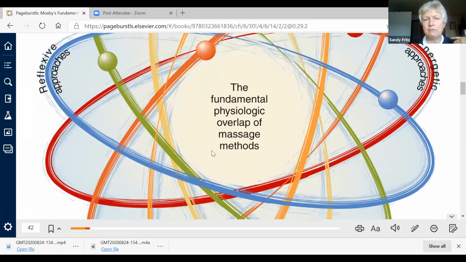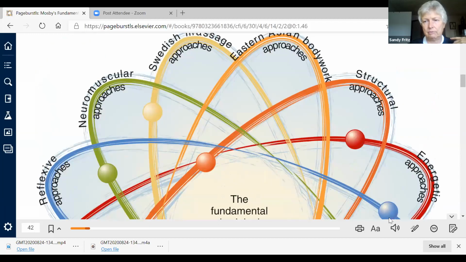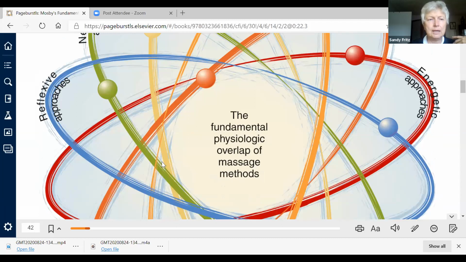So here's what I focus on. Now, I've learned this stuff. I've taken a lot of continuing education, and I encourage you to do that. But I always come back to this. Where are we more alike than we are different?